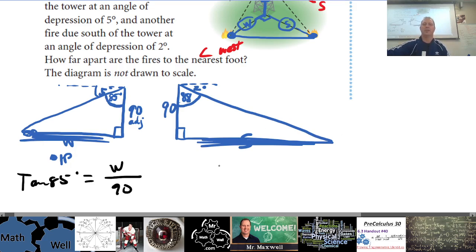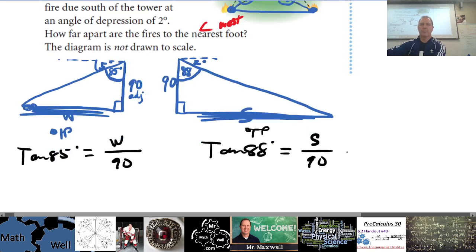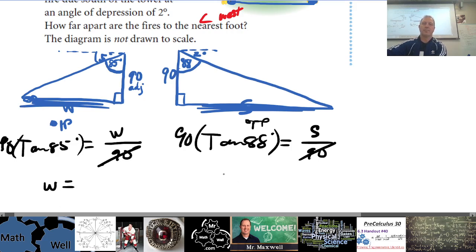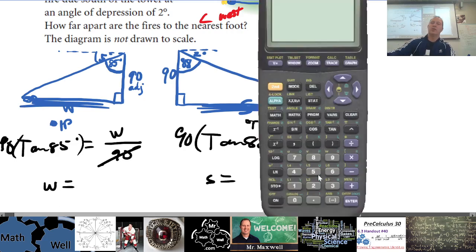And what about this one? Will this be tangent as well? Well, we have opposite and adjacent. So yeah, tan. Tan of 88 degrees equals opposite, that's S, over 90. So W equals 90 times tan of 85, and S equals 90 times tan of 88. So this is the first sort of layer of this question, okay?